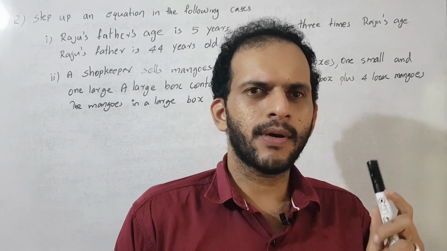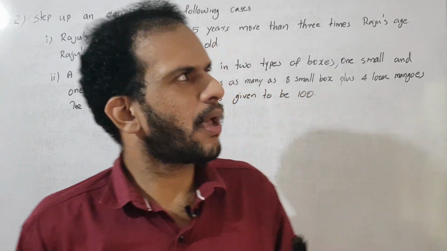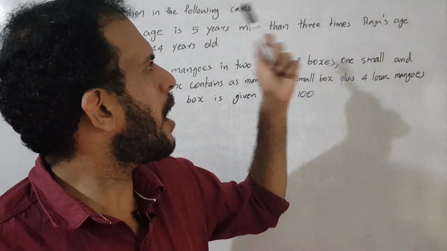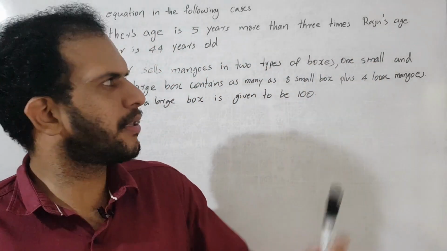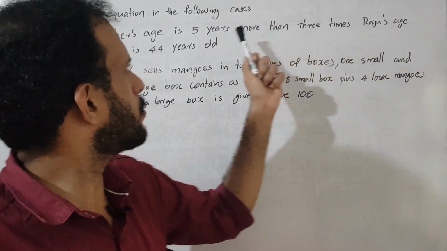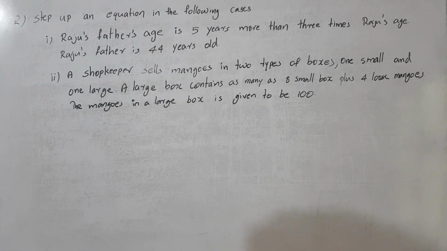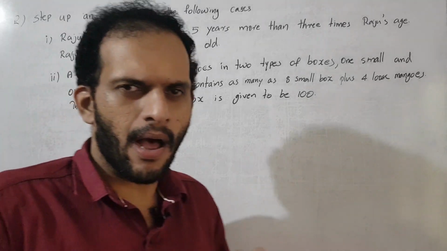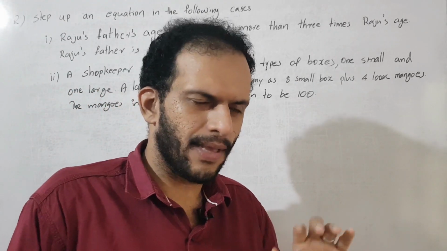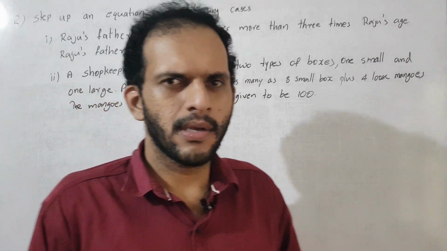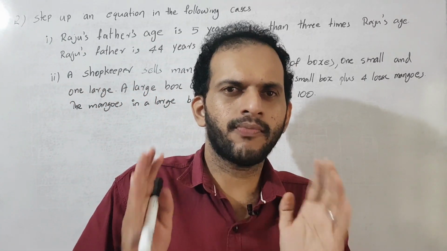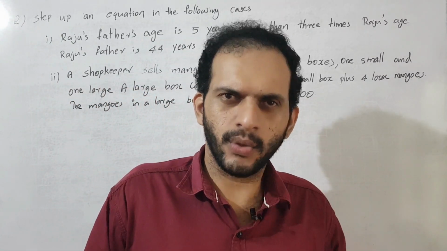Here the question asks to find the age of Raju and age of father. Here the question asks to find only one, because the age of father is already given. Correct? Age of father is already given. If by any chance the question asks only one thing, to find the value of age of Raju.